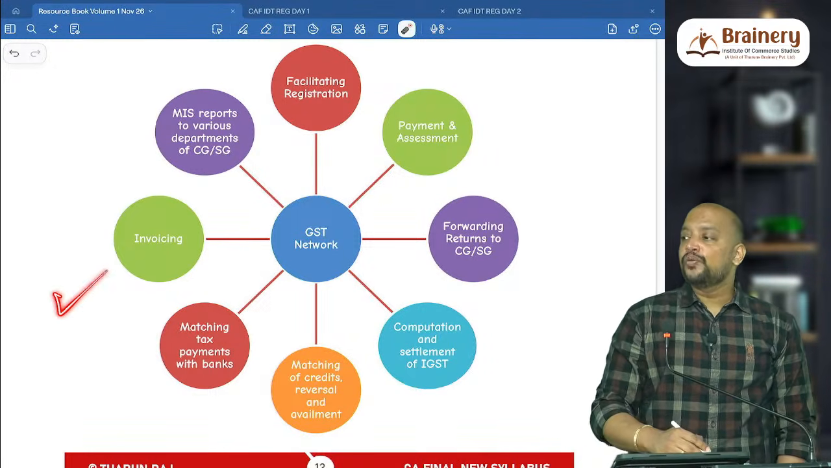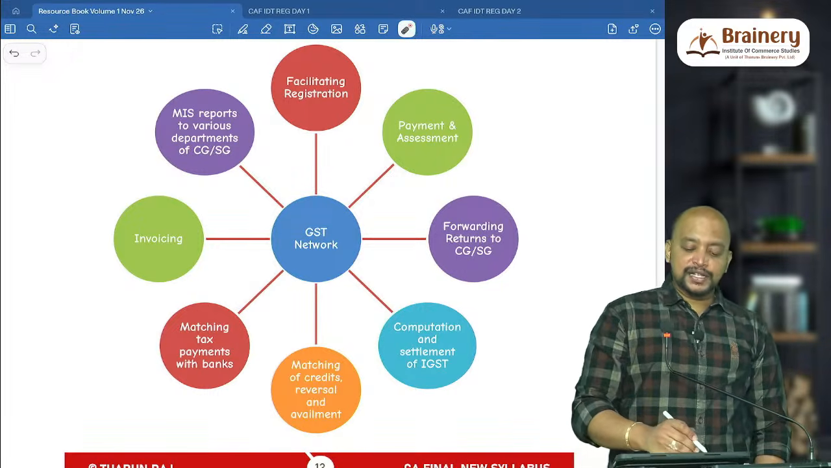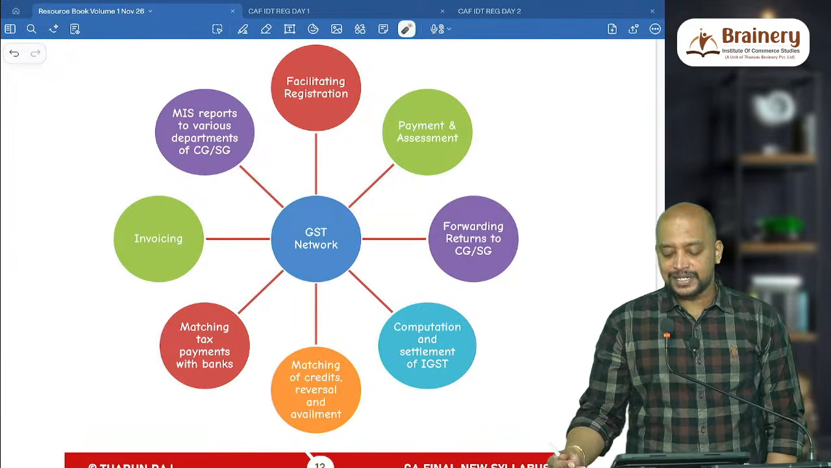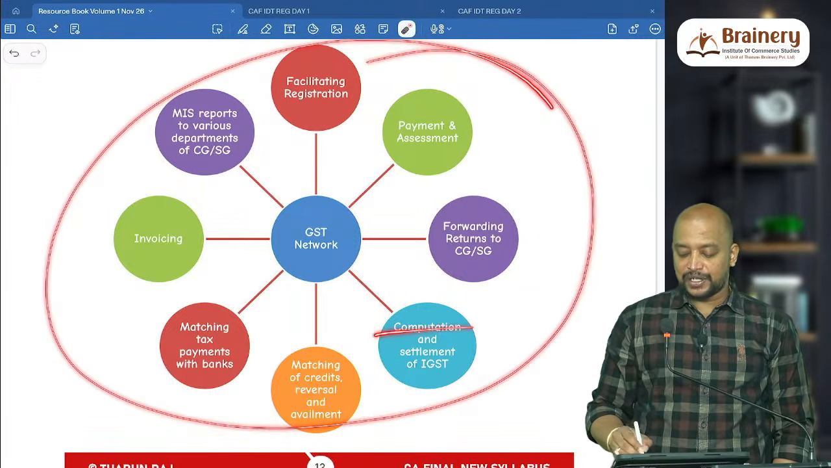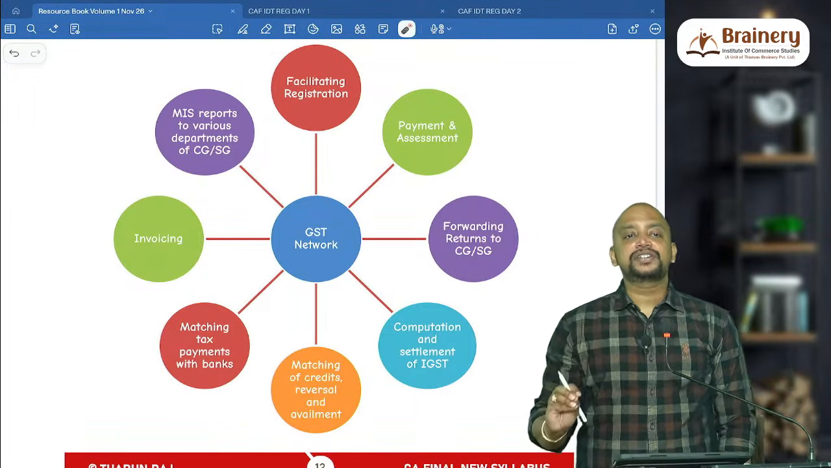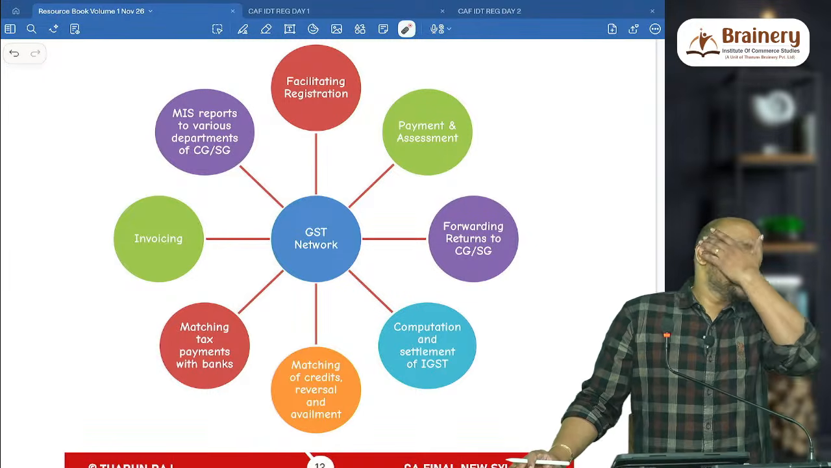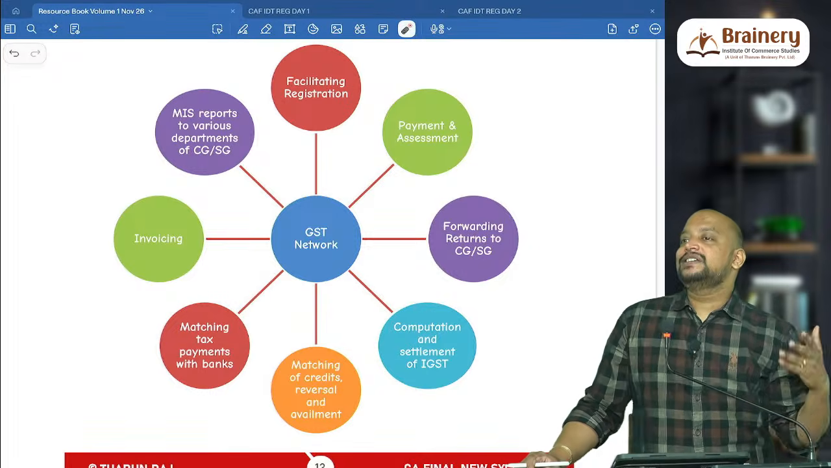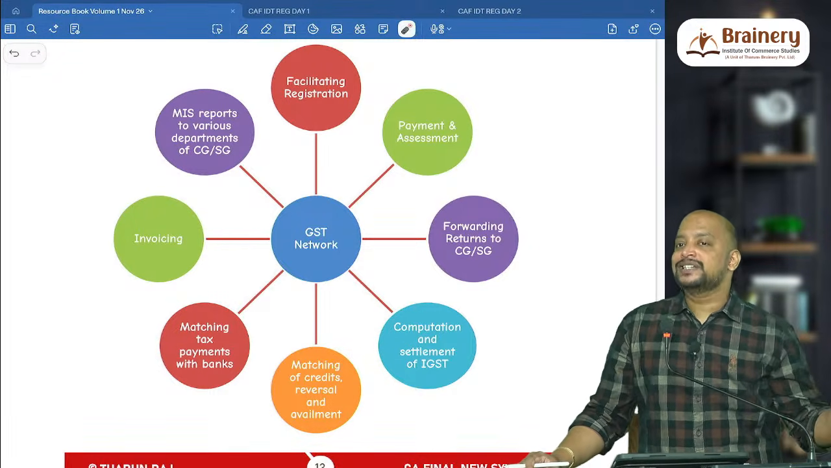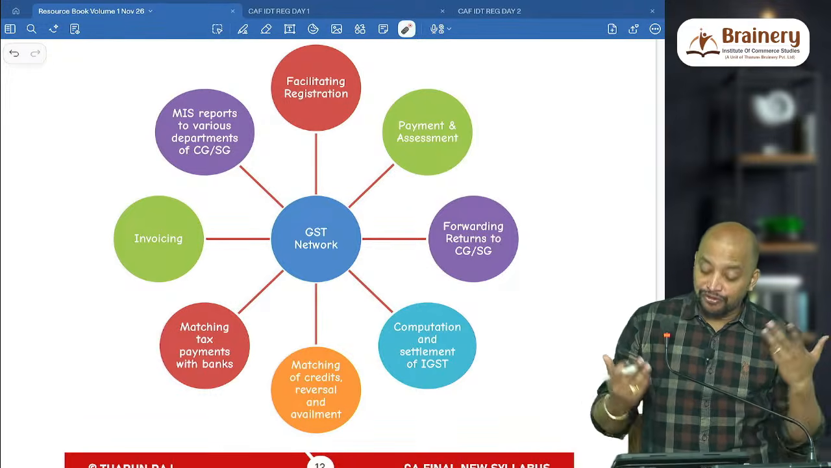Then e-invoicing, have you heard of this? E-invoicing and MIS reports, they will generate MIS reports and give. Even computation and settlement of IGST. These are the functions of GST network. Of course, communication between the department and the taxpayer also will happen through GST network with respect to giving notices or any other department communication. That also you can write if you get a question.